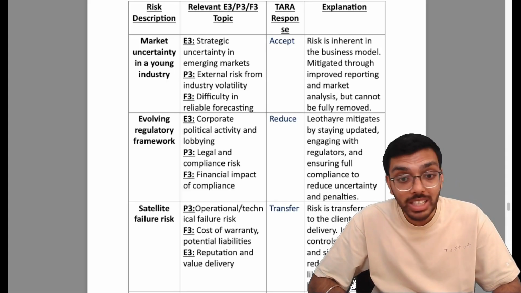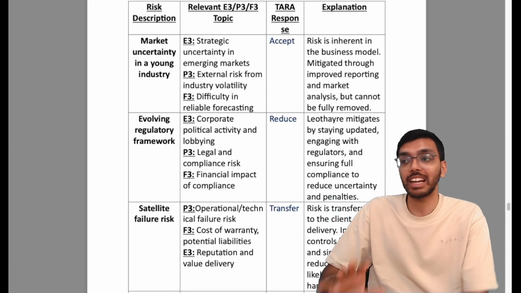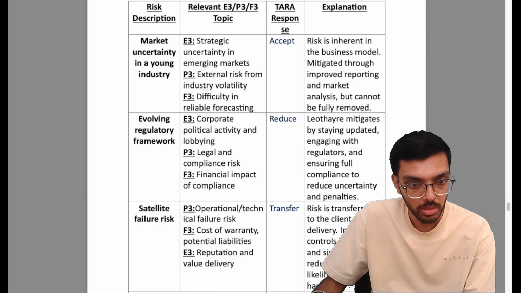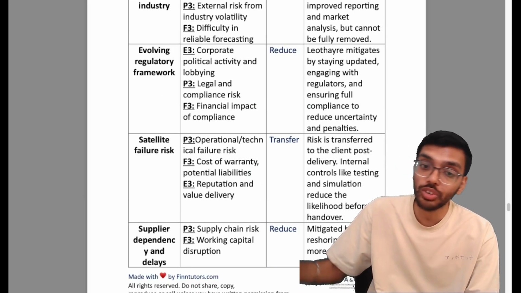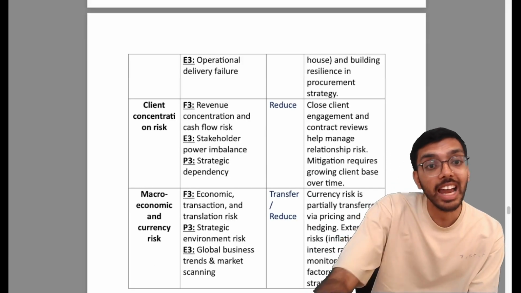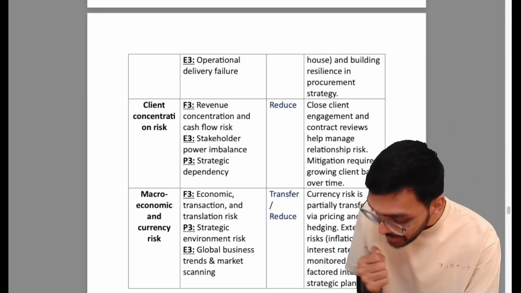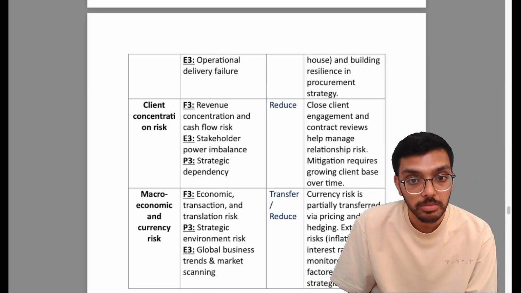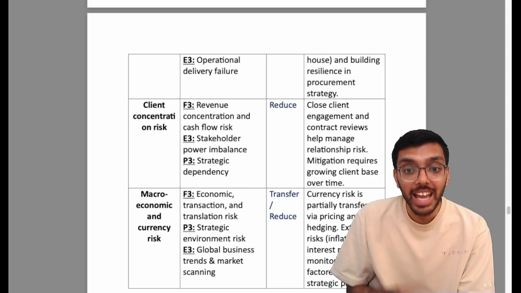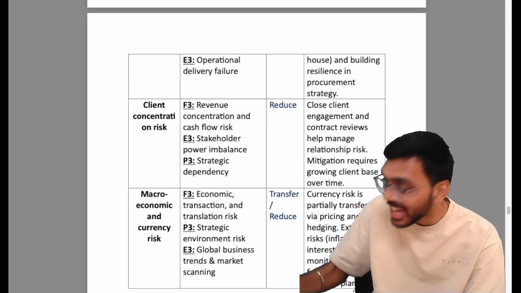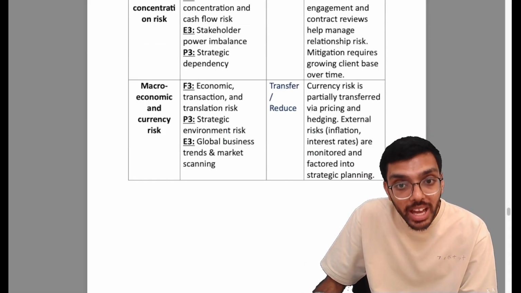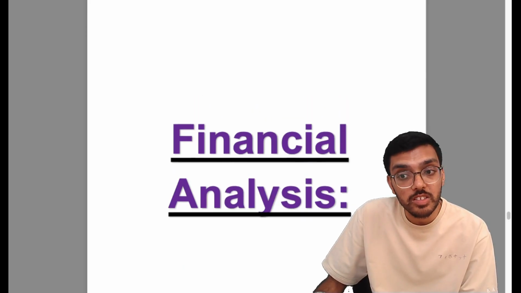Satellite failure risk. You are transferring this because you make the satellite and whatever happens on the launch, you don't control it. So we are transferring it. Supplier dependency and delays. Again, you try to reduce this as much as possible by manufacturing in-house. Client concentration. Again, you try to reduce this by being in touch with your clients consistently. Macroeconomic risk. Currency risk. You try to transfer by hedging techniques. So your currency risk hedging techniques, your interest rate risk hedging techniques from F3 become a very, very important chapter and analysis here.